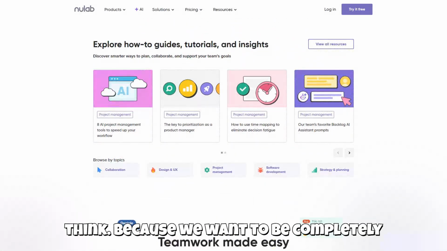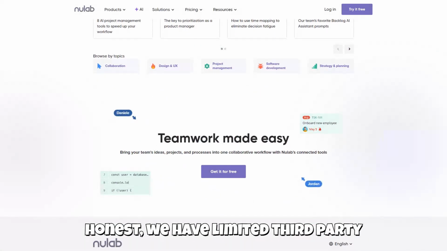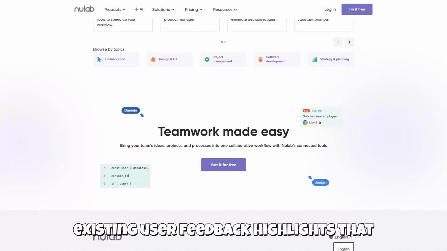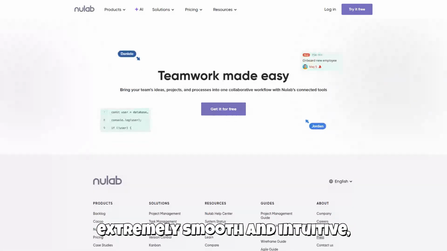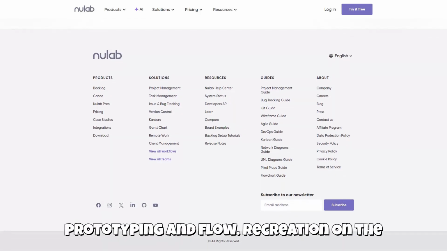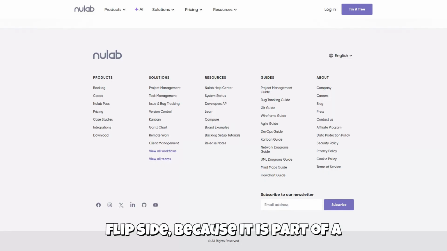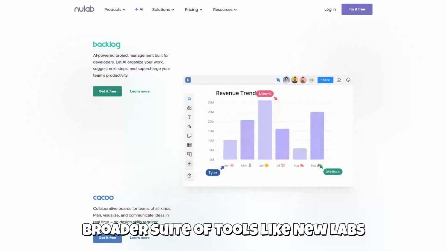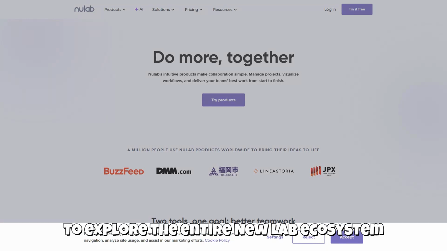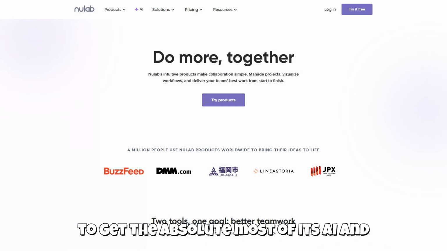Now, let's talk about what users actually think. Because we want to be completely honest, we have limited third-party review data available right now. However, existing user feedback highlights that Cacoo is highly praised for being extremely smooth and intuitive, especially when it comes to quick prototyping and flowchart creation. On the flip side, because it is part of a broader suite of tools like NewLab's backlog, some users might find they need to explore the entire NewLab ecosystem to get the absolute most of its AI and project management features.